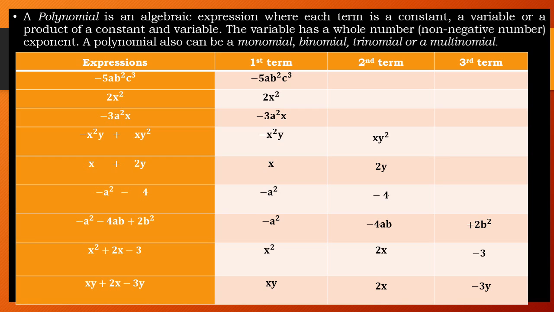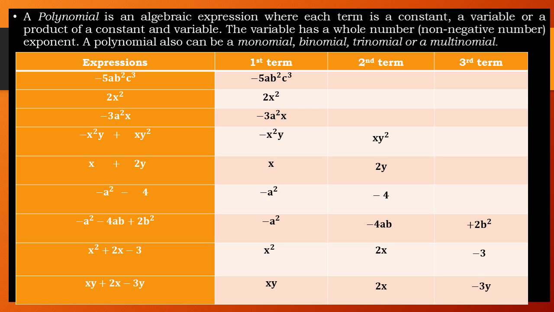We have negative x squared y plus xy squared. As you can see, there are now operations, negative and positive, so that is two terms. The first term is negative x squared y and the second term is xy squared.